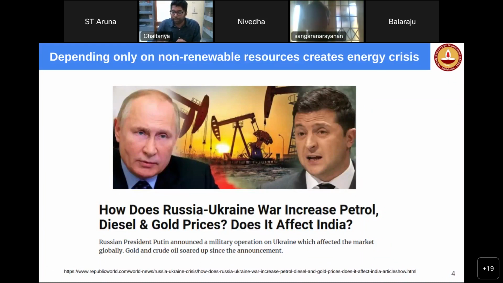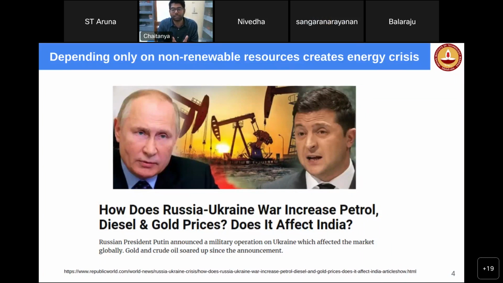So if our dependence on non-renewable energy resources is more, then we will have impacts just by some incident happening far away from us. This is also seen, for example, in Europe and other countries where they try to put sanctions on Russia and so on. Why all this is happening is because the majority of the globe was relying majorly on non-renewable energy resources, which is petrol and diesel.